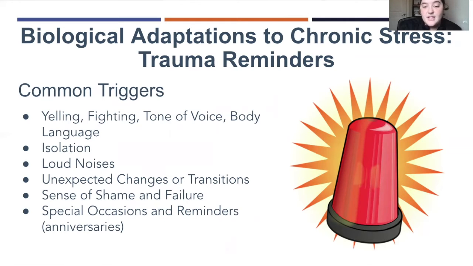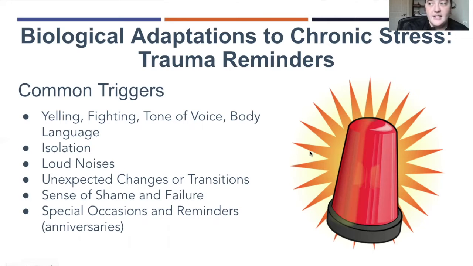It's also important to note that you and likely your student may not be aware, or won't always be aware, of your student's specific triggers. But there are some common triggers to keep in mind that you can see listed on this slide. So things like yelling, tone of voice, physical contact, loud noises, a sense of shame or failure, unexpected changes or transitions, and even a special occasion or an anniversary could be a trigger for a student. So I would just keep these common triggers in mind as you're working with students.